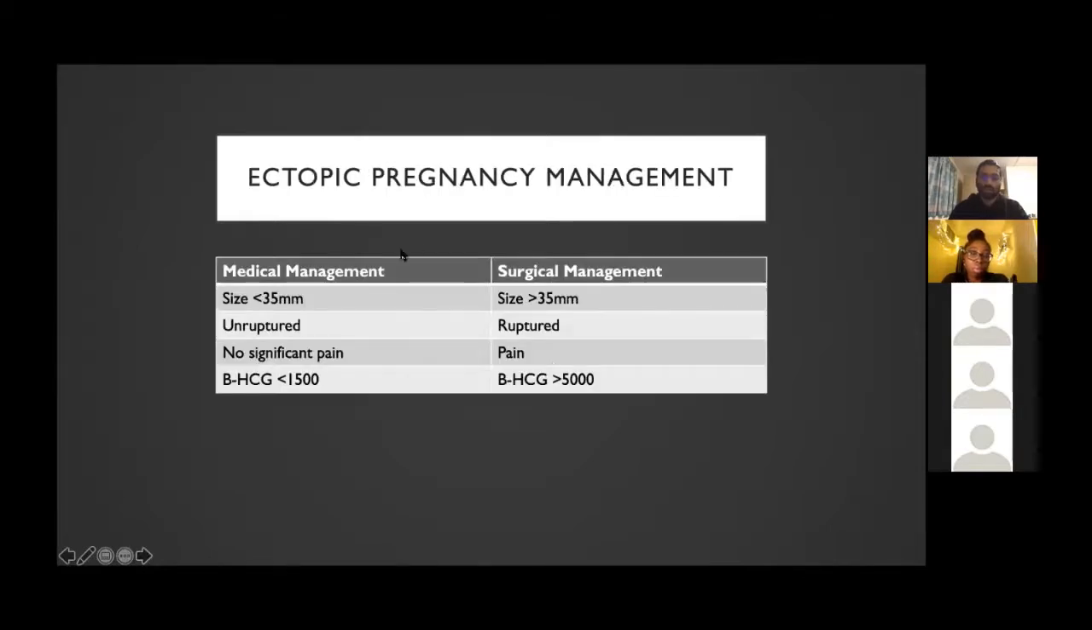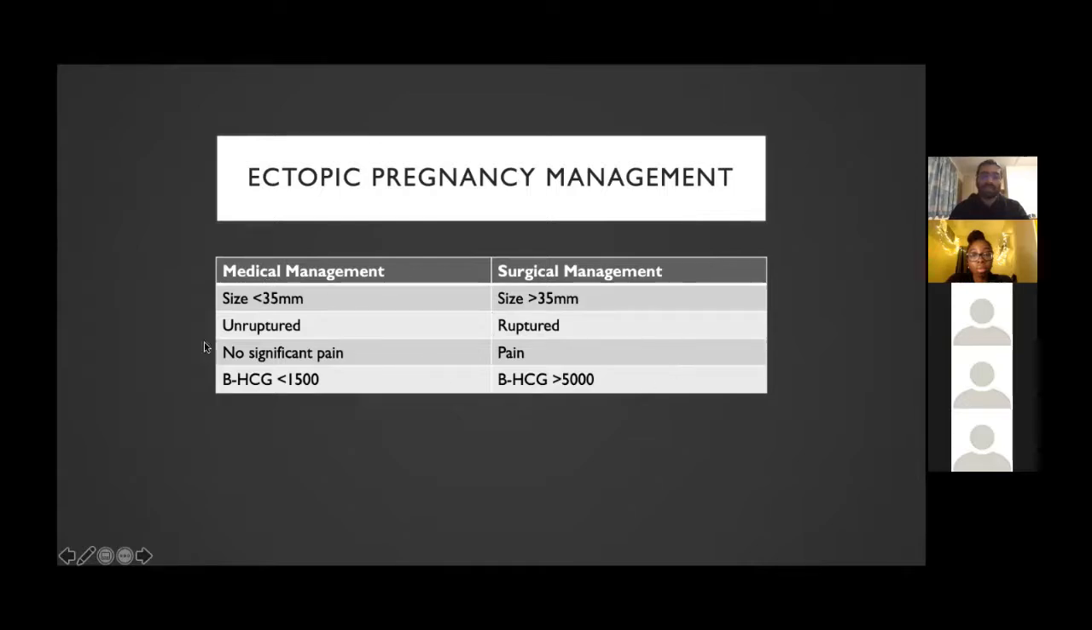So if we go down here, you can see that medical management is reserved for an ectopic pregnancy where the size is less than 35 millimeters, which will be identified on the transvaginal scan, an unruptured ectopic pregnancy. An unruptured ectopic pregnancy is easily identifiable because if someone's got a ruptured ectopic pregnancy, they would be very unwell. They'd be systemically unwell, they'd be in shock, they would be bleeding a lot. It's just quite obvious to know if something's ruptured. And then that's immediate surgery. And it's a surgical emergency because of the amount of blood you can lose when an ectopic pregnancy ruptures.